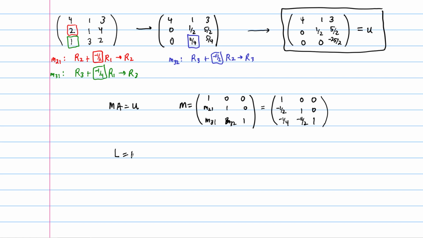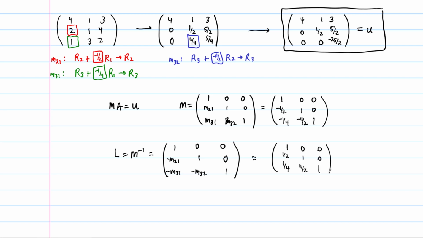And so L is just equal to M inverse, and it's going to be given by this general formula: 1, 0, 0; negative M21, 1, 0; negative M31, negative M32, 1. If you have a larger matrix, you can see how this is going to extend. And so our lower triangular matrix is just 1, 0, 0; 1/2, 1, 0; 1/4, 11/2, 1. All right? And so this is L.